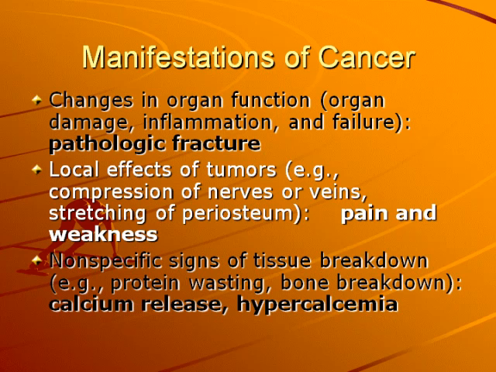Non-specific signs of tissue breakdown. Obviously, we see the protein wasting. With bones specifically, you might see hypercalcemia because of the breakdown of bone. You tend to have the release of calcium and phosphate in blood, which can cause hypercalcemia.